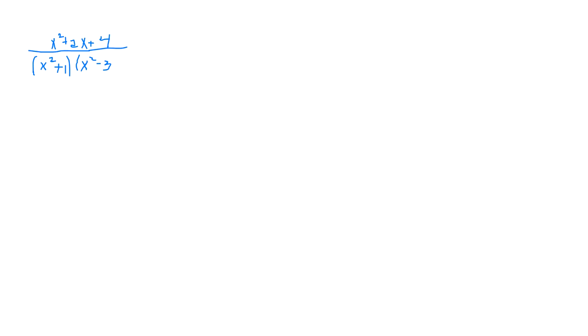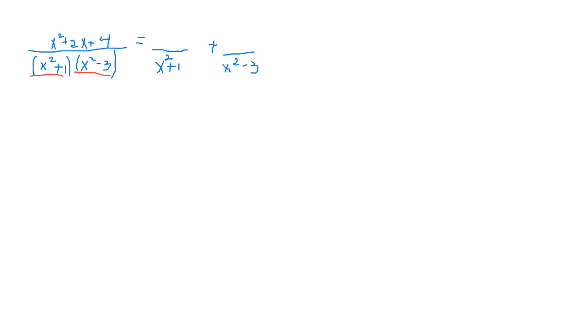Yeah, something simple like that. If you do the partial fraction expansion, you know that one of the fractions is going to have an x squared plus 1 in the denominator, and the other fraction is going to have an x squared minus 3 in the denominator. And you notice that these are not repeated factors. They are different factors. That's important.